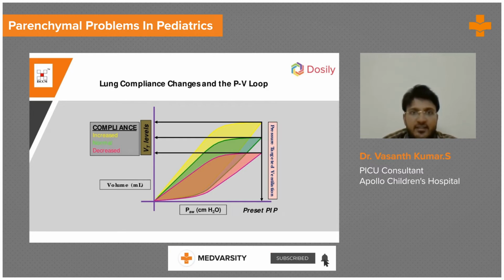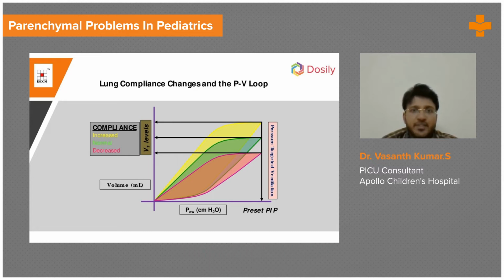So this is again a PV loop. Again, this is basically a different mode. This is a pressure control mode. Here for the same pressure, you have pink, green and yellow. The pink one is a low compliant lung, because at the same pressure you get a low tidal volume in the pink one and very good tidal volumes in the green one and the yellow one. So as the patient improves, you can see the patient move from the pink one to the yellow one.